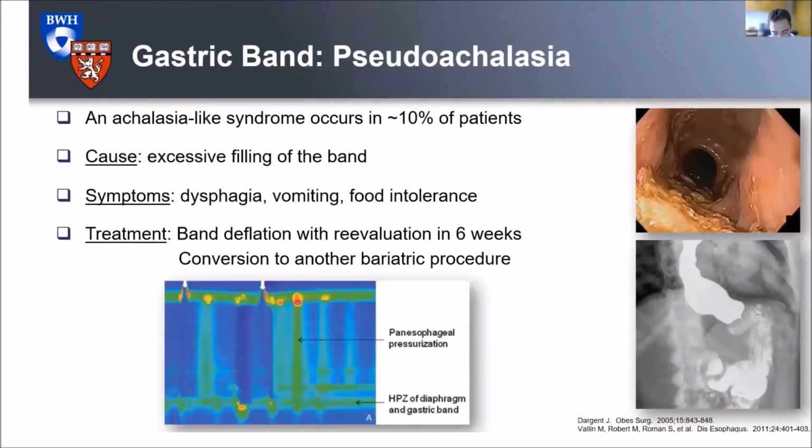What about pseudoachalasia? This occurs in about 10% of the patients with gastric band, and it's due to the band being too tight. So the treatment is to deflate the band and then re-scope the patient in about 6 weeks or so.